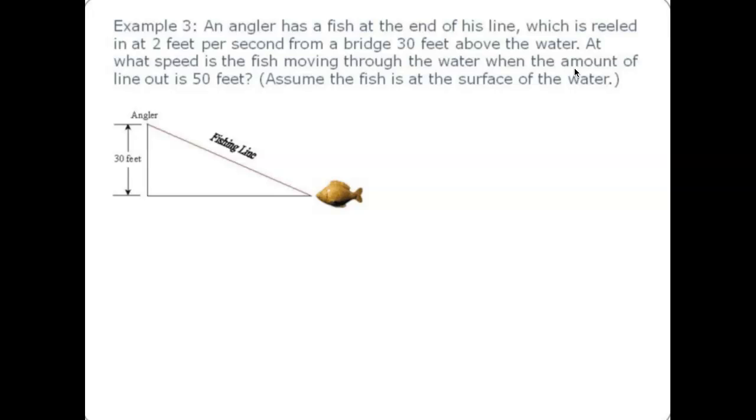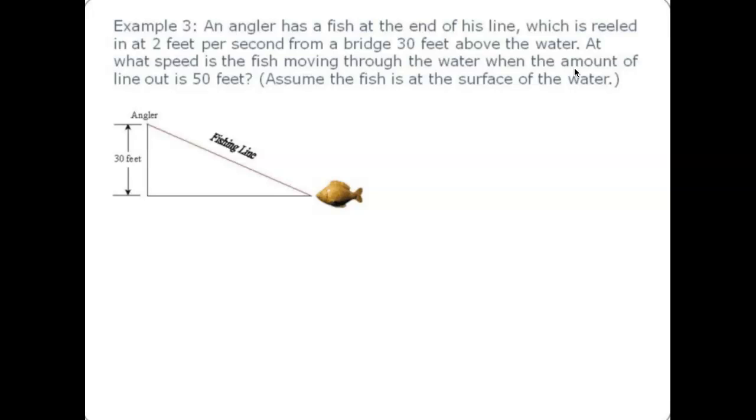All right. So an anglerfish has at the end of its line, which is being reeled in at 2 feet per second from a bridge above 30 feet. At what speed is the fish moving through the water when the amount of line out is 50 feet?